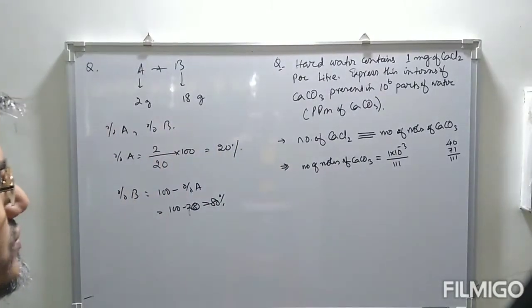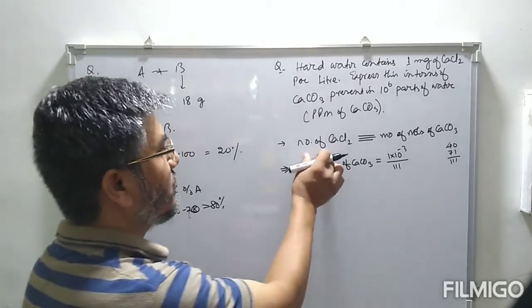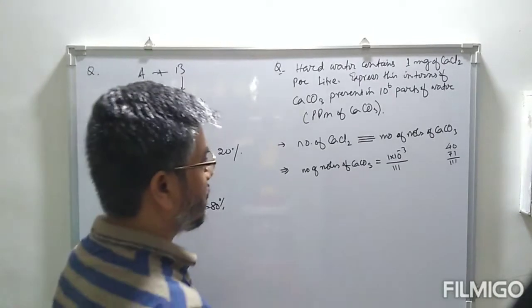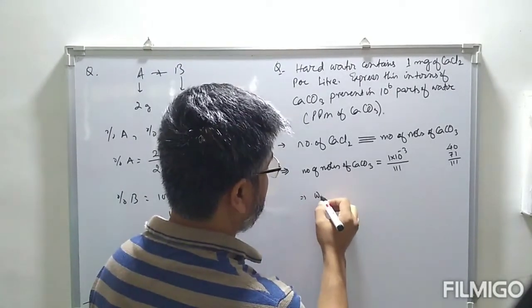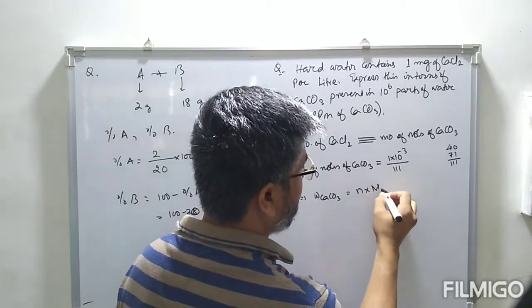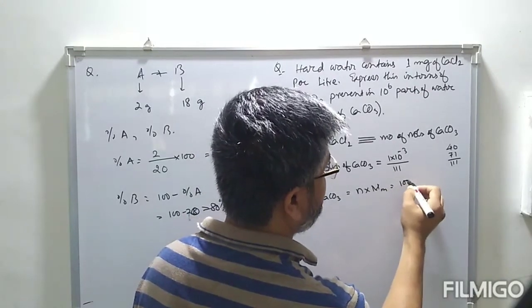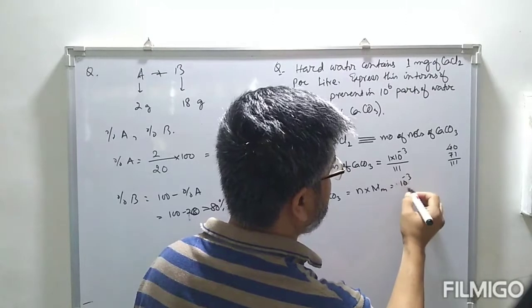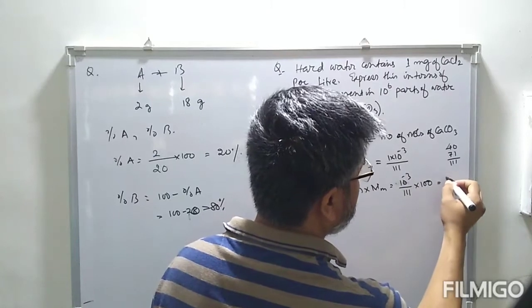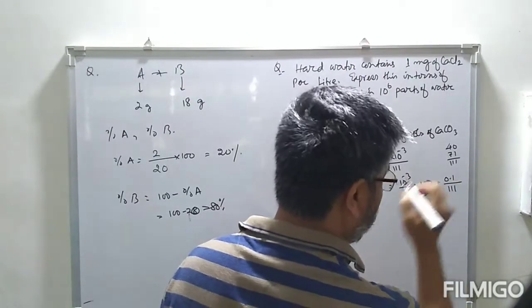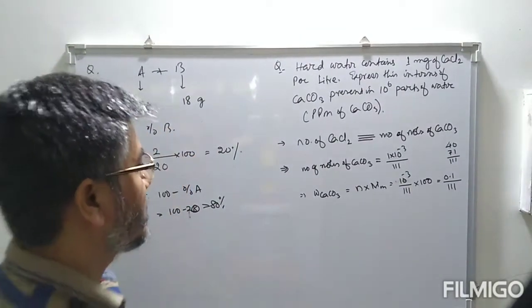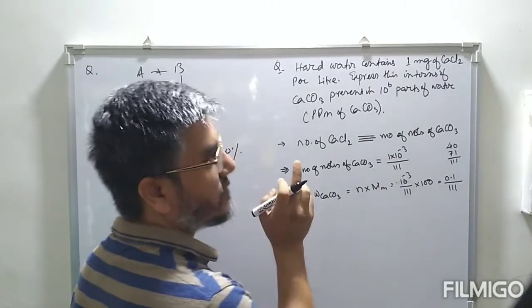So this is number of moles of calcium chloride, which is equivalent to number of moles of calcium carbonate. So we have number of moles, therefore mass of calcium carbonate is equal to number of moles into molar mass. Number of moles is 10 to the power minus 3 divided by triple 1. Molar mass is 100, so this is 0.1 divided by triple 1. So this is mass of calcium carbonate.